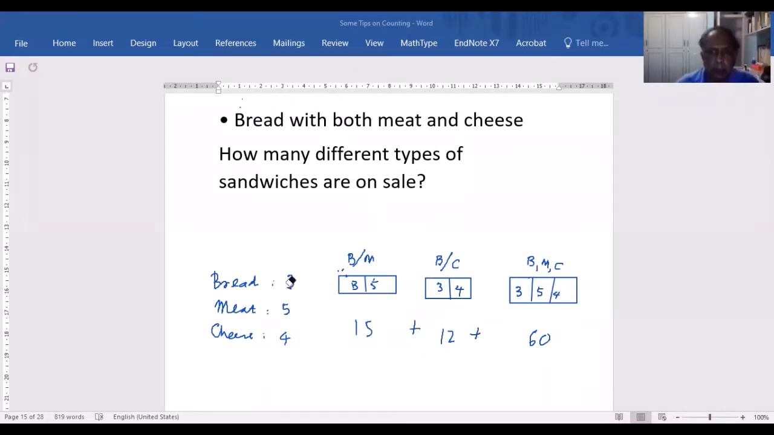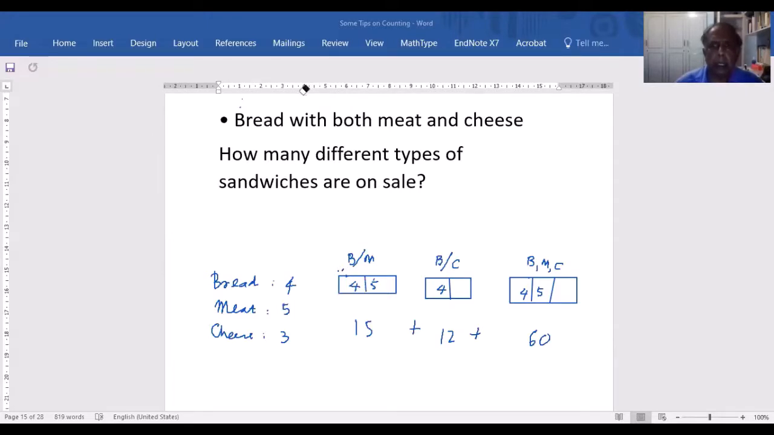So you need four there. So 4 types of bread, but I think the cheese was 3. You didn't have 4, 5, and 3, but you had. So there were 4 choices for the bread, 3 choices for the cheese. So therefore, should have had 4 here. So this is 4 times 5. This is 4 times 3. And here you have 4 times 5 times 3. Sorry, I messed up there.